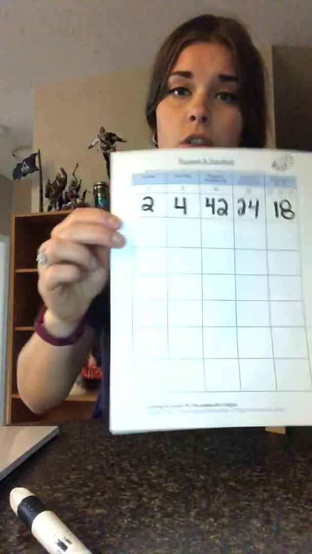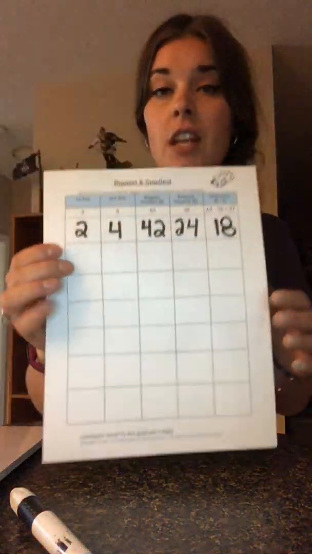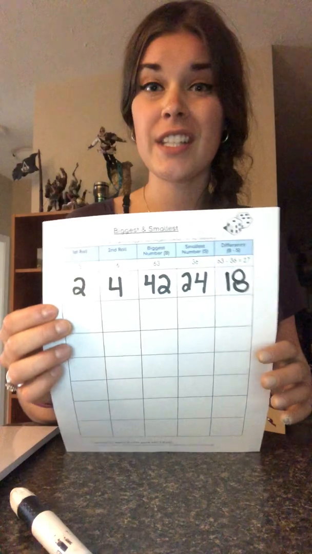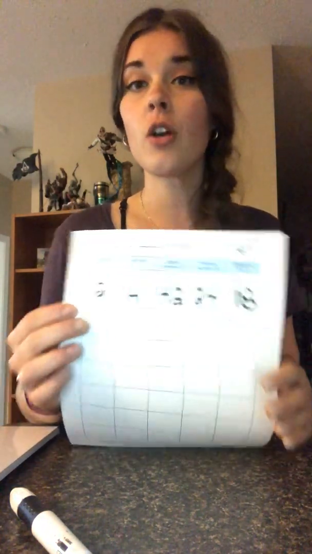I'm going to encourage you to roll as many times as there is on this page. If you want to do more, that's awesome. I've also included at the bottom of our recording page how to access the 3-digit version of this. So if you're finding that the 2 digits is a little bit too easy and you need more of a challenge, you can look for that in our challenges and extensions folder as well. Happy rolling!